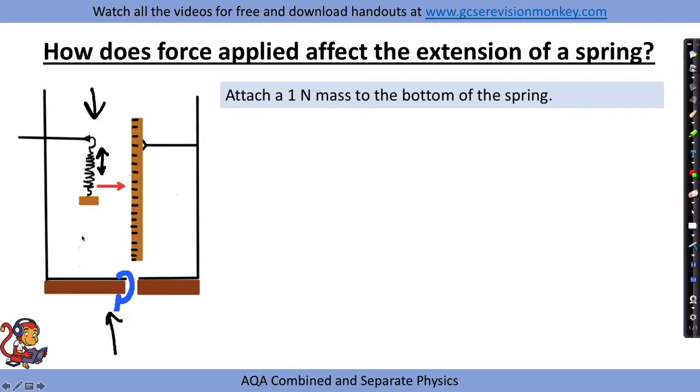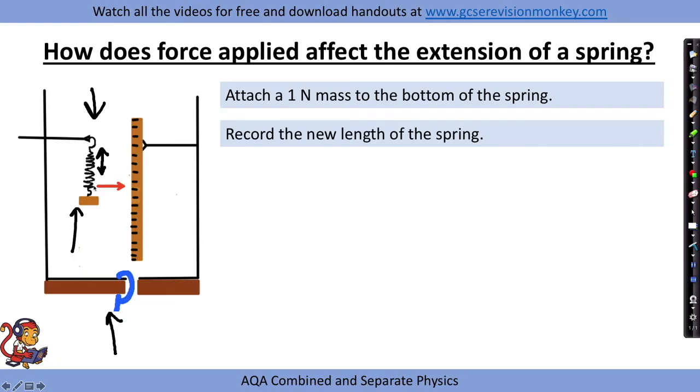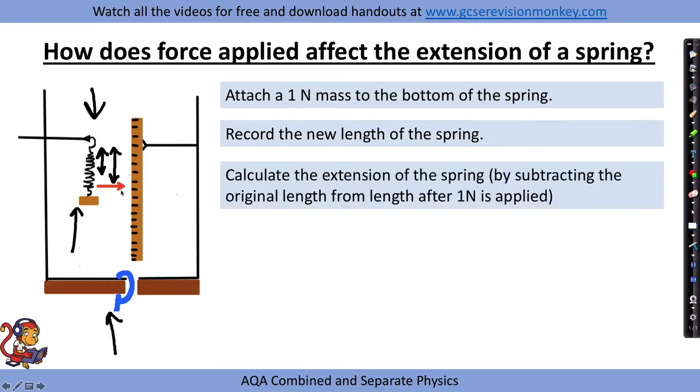Then attach a 1 Newton mass to the bottom of the spring and record the new length of the spring. Calculate the extension of the spring by subtracting the original length from the length after 1 Newton was applied. So our extension is going to be the difference between the original length and the new length.